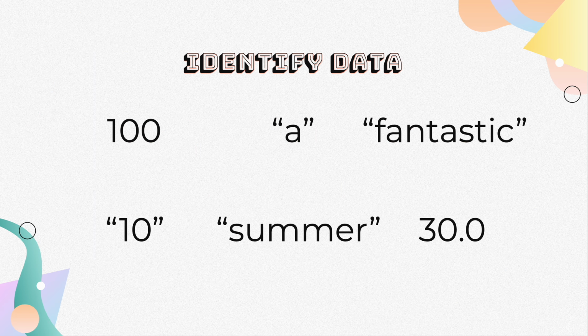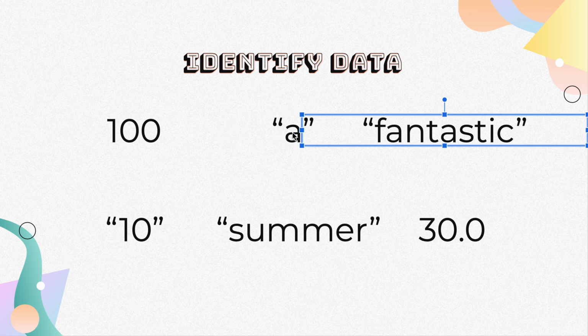Let's try identifying some pieces of data here. What do you see? You see 100, A, fantastic, 10, summer, 30.0. But what if I asked you, how would I differentiate between these data types? You could say that one is a number, while another one is a number with a decimal place. But some numbers you see here have actual quotation marks. You can say that these are words or even characters, for example, in A.